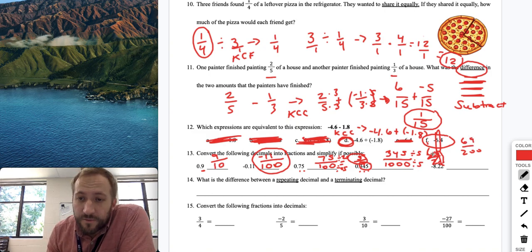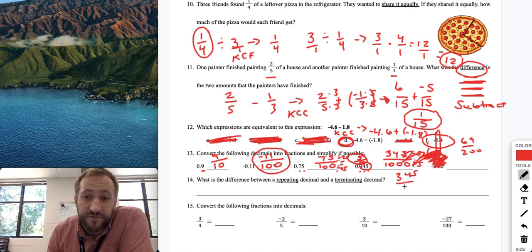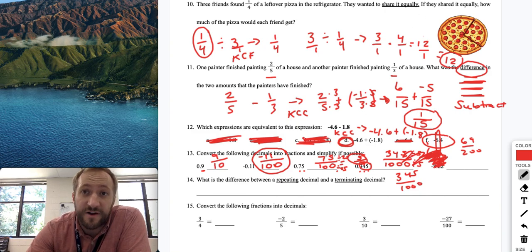All right. Oh my gosh, look at that mess. So that simplifies down to 69 over 200, but I really wanted to make sure you knew 345 over 1,000. Now, I think that's my time, so I'm going to be done with this and move on to the next part, all right?